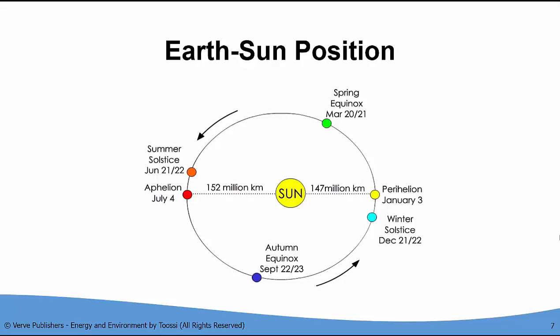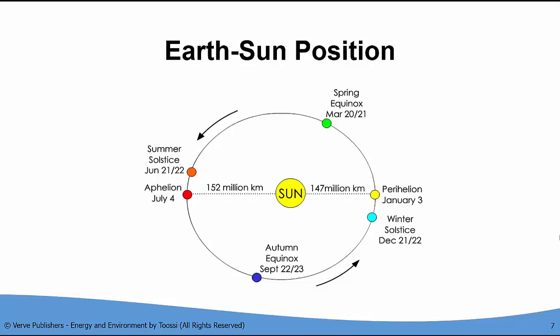Some of you might be wondering why the summers are hotter than the winters, although our distance from the Sun is larger in the summer. Well, the answer is the tilt of the Earth. The Earth has a tilt of 23.5 degrees relative to the plane of motion around the Sun.